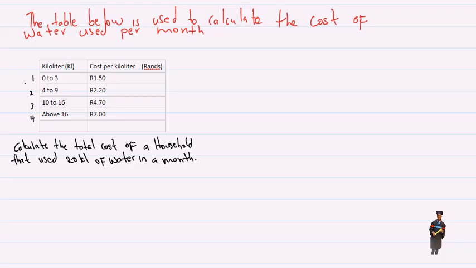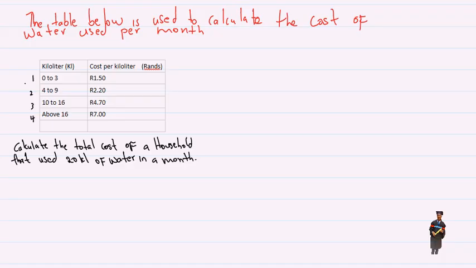In column number 1, we have the kiloliters. In column number 2, we have the cost per kiloliter in rands. And then the numbers that I have written outside the table, those are levels. In some questions, they call these categories.